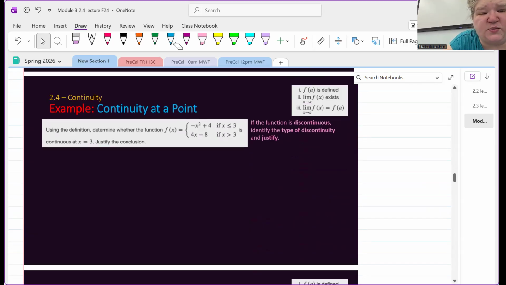All right, now this one, we've got a piecewise function. So when x is less than or equal to 3, I've got this parabola, negative x squared plus 4. And when x is greater than 3, I've got this other function, 4x minus 8. So everywhere except 3, this function is connected and continuous because polynomials are continuous everywhere. So our only question is at the breaking point. At 3, do these two graphs line up or are they not lining up?